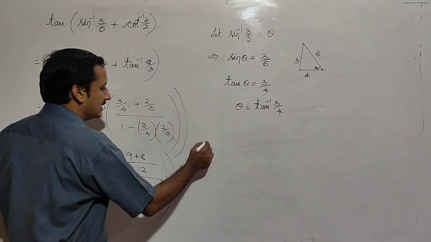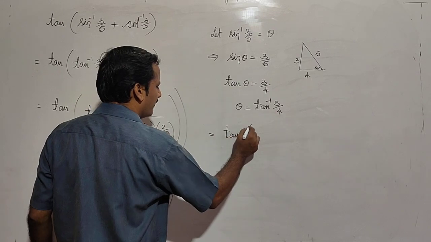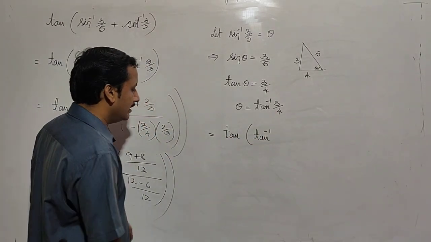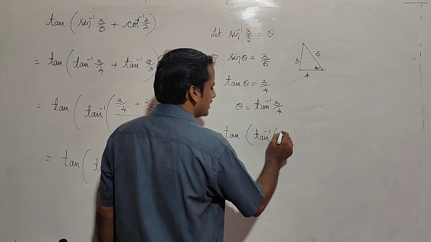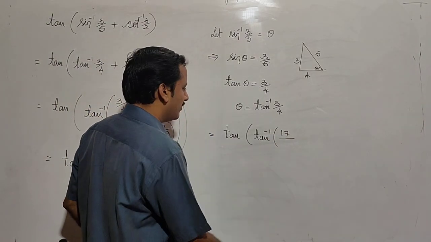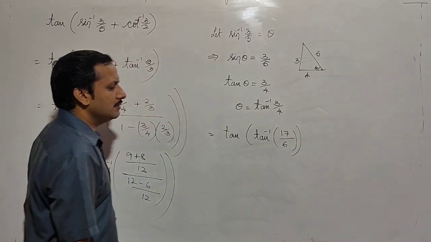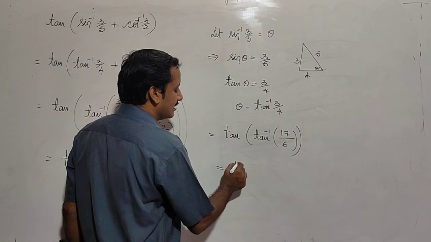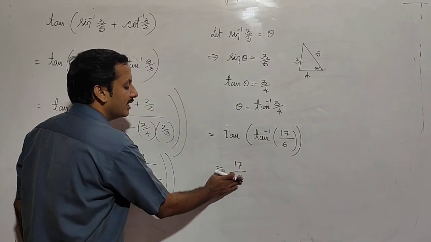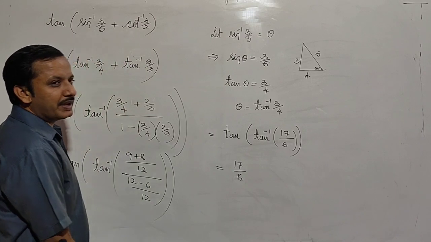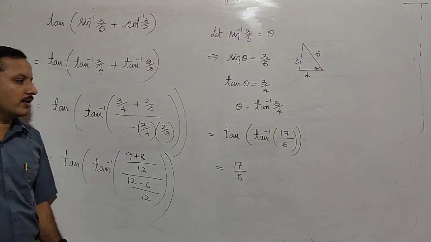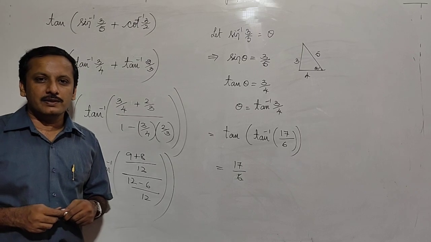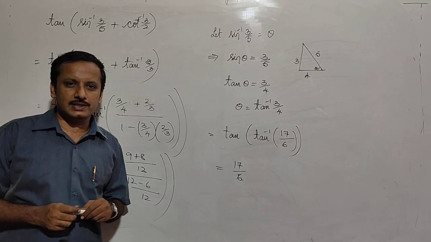Okay, that's equal to tan of tan inverse of, 12 is cancelled, 9 plus 8 which is 17 divided by 12 minus 6 which is 6. Tan of tan inverse of 17 by 6 is equal to 17 by 6. As you know, tan of tan inverse x is equal to x for all real values of x. Okay, with this problem I will conclude today's class. Thank you.